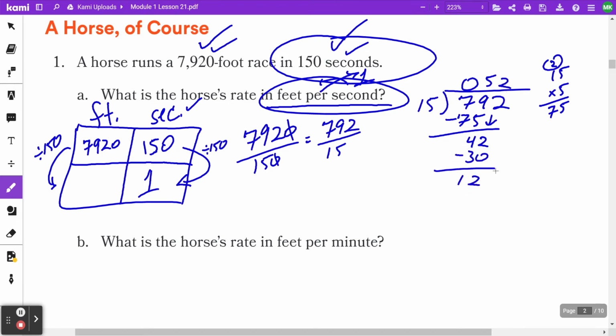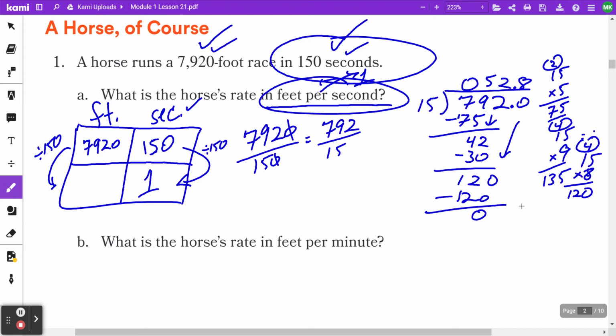A 1, a 2. Well, I guess we should go into decimal land, or do we stay in fraction land? I'm not sure. Let's just go to decimal land. A little decimal. There you go. 120. 15 into 120. Let's see, 75, 5. Let's see where that takes us. 45. 9, 10, 11, 12, 13. Oh, we're close. So 15 times 8. That's a 40. 8, 9, 10, 11, 12. There it is. 8 times. Oh, we're looking good. So 52.8. There it is.